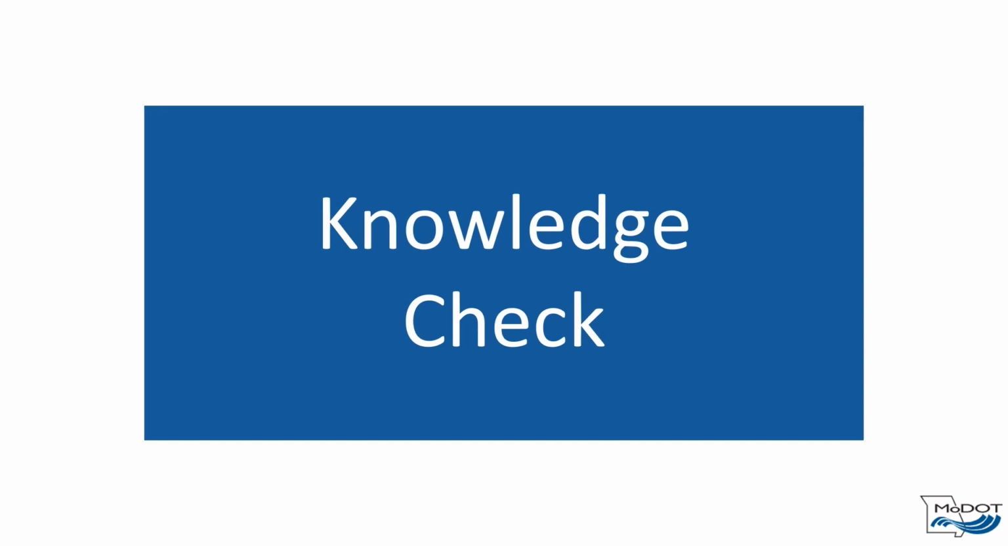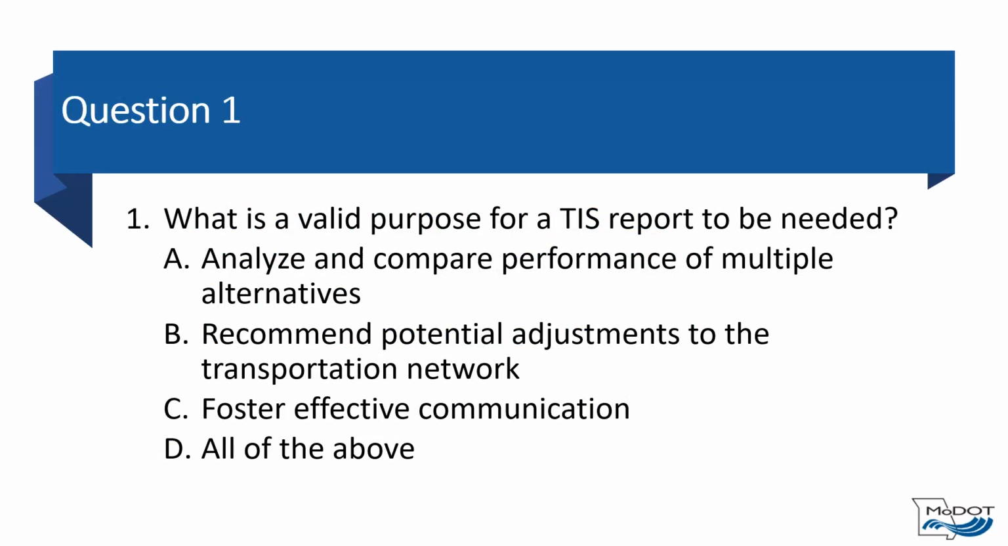Time to see what you know. Question 1. What is a valid purpose for a TIS report to be needed? A. Analyze and compare performance of multiple alternatives. B. Recommend potential adjustments to the transportation network. C. Foster effective communication. Or D. All of the above. The correct answer is D. All of the above.